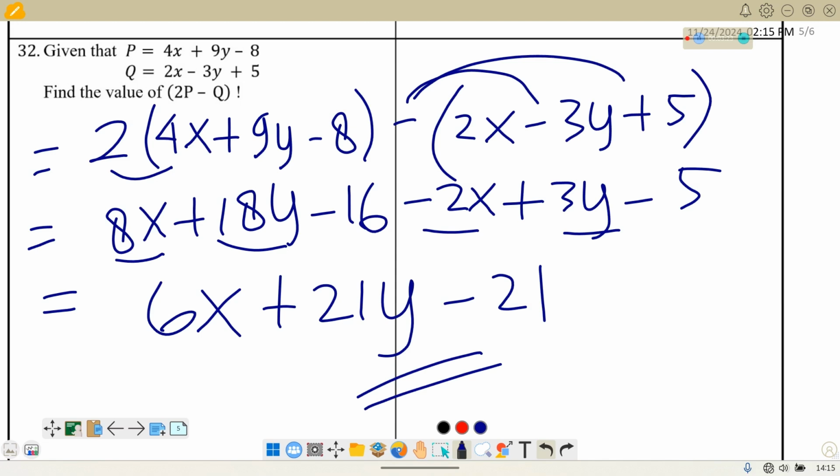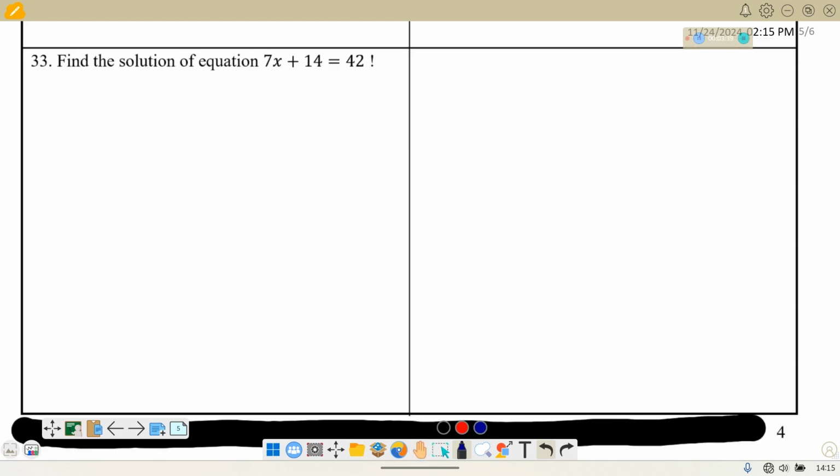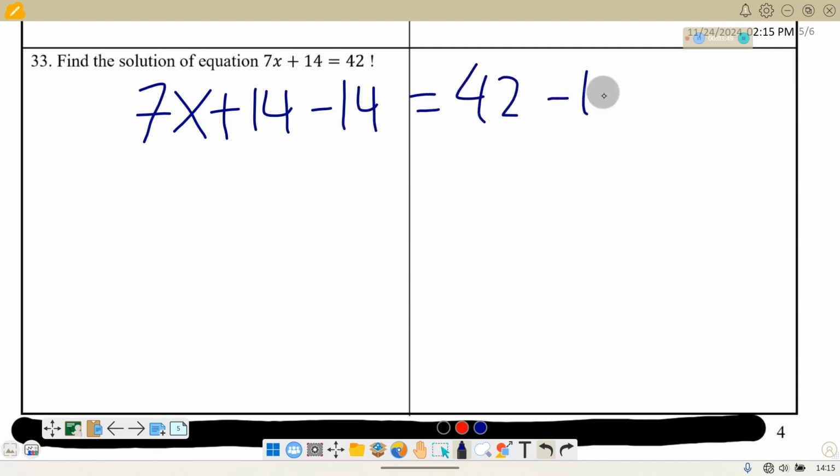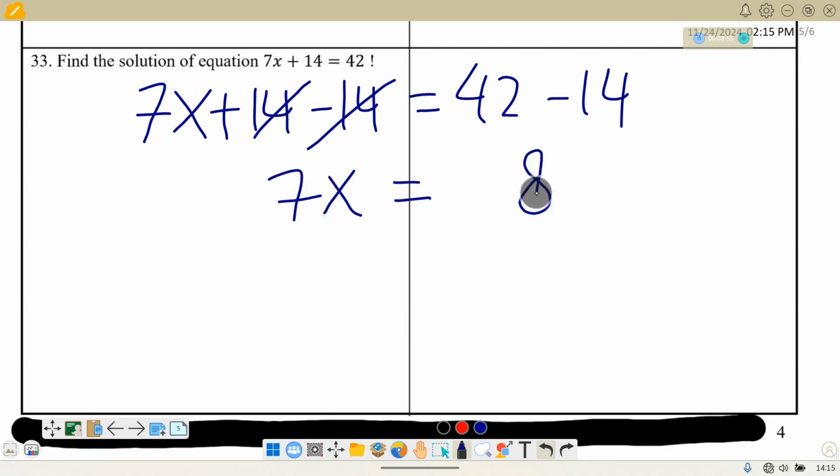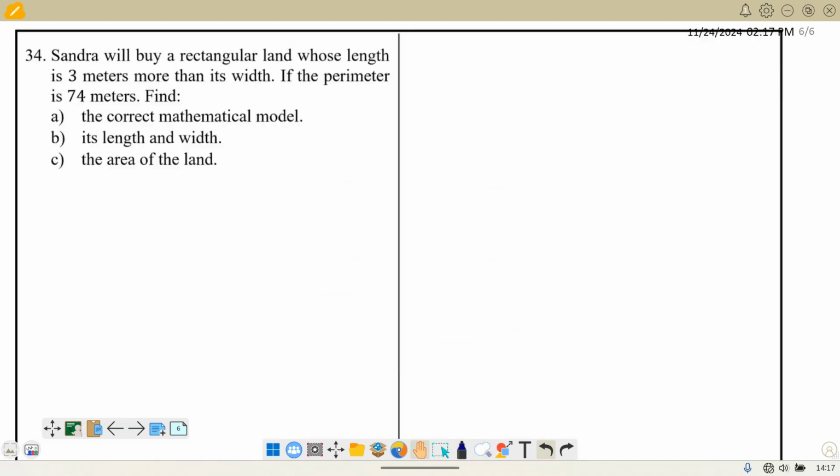Okay. Now find the solution of the equation 2x plus 14 equals 42. It's so easy. 2x plus 14 minus 14 equals 42 minus 14. We can cancel this one. 2x equals 28. Then x equals 14. So this is the answer. Okay, easy.